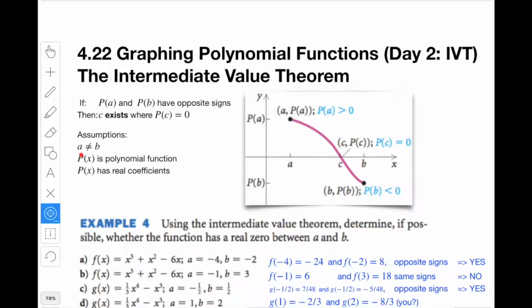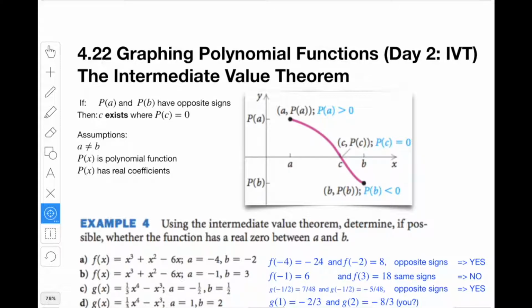There are some assumptions. You have to assume that a is not equal to b. Fine. You have to assume that p of x is a polynomial function and that it has real coefficients. If these things are true, and you have this statement, then you know that the c exists. It doesn't tell you how to find c. That would be really convenient, but it just says that c exists. The existence of c is true.